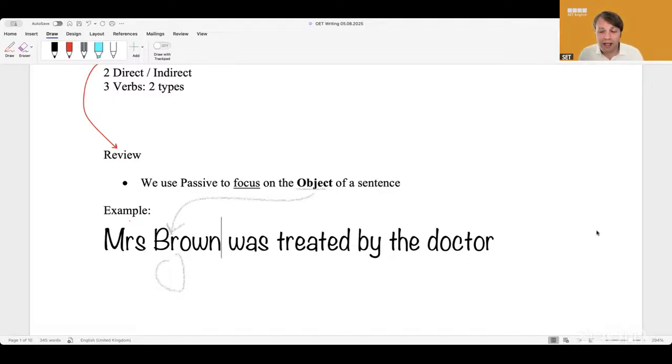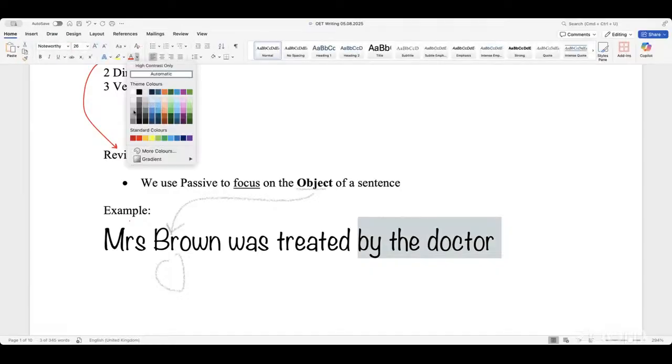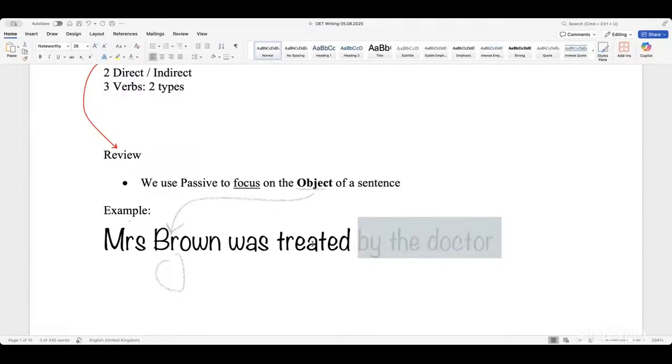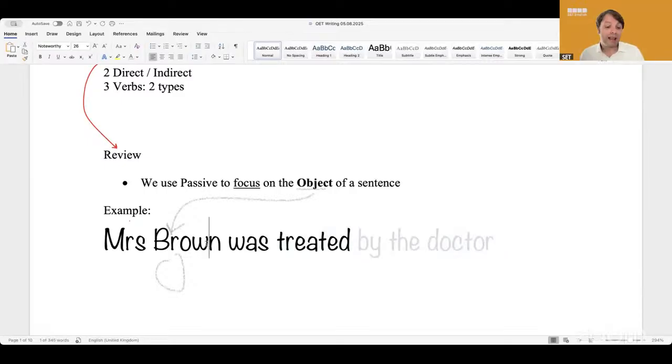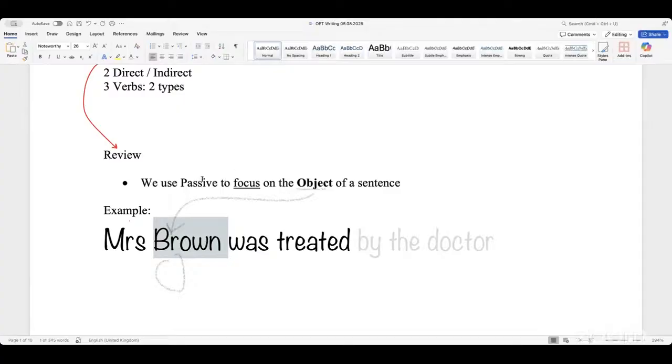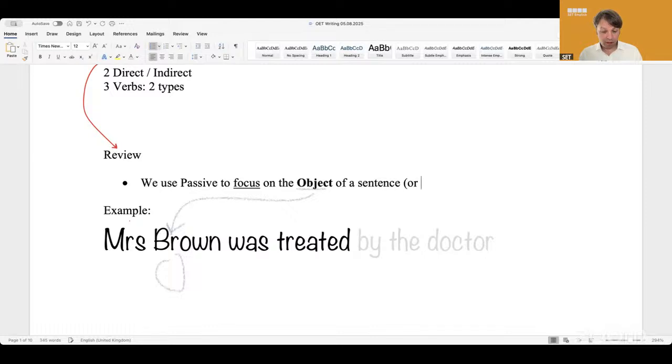Simiat, can you say hello? Yes, hello. In OET, do I say by the doctor? No. Why not? We are just concerned about the treatment, not who is rendering the treatment. We're focusing on this and this, right? Guys, when you use passive, you can focus on the object of the sentence, actually, or the verb. You can focus on the verb as well.